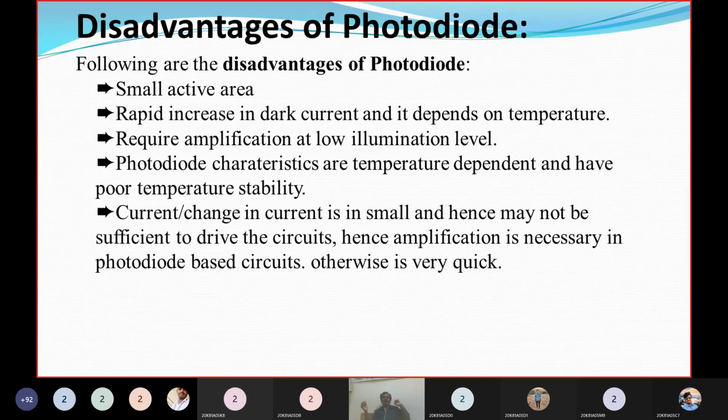That's why the characteristics of the photodiode will change, because the characteristics are temperature dependent. If you increase the temperature even a little, the current will increase very drastically. So this is one disadvantage.